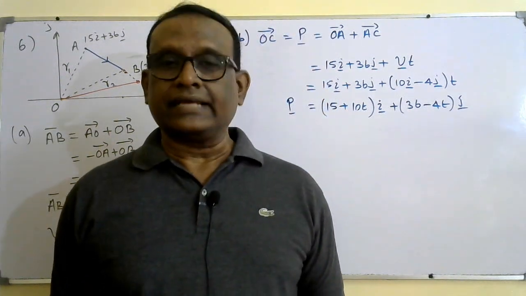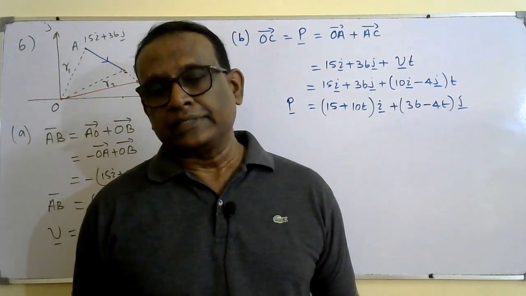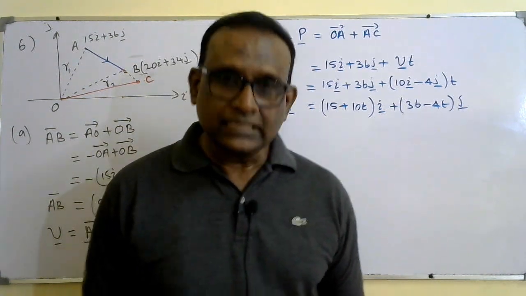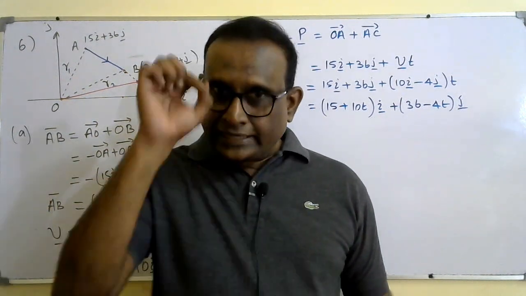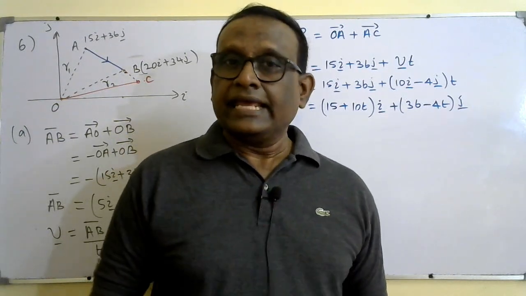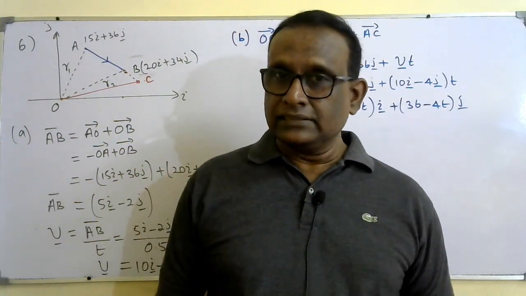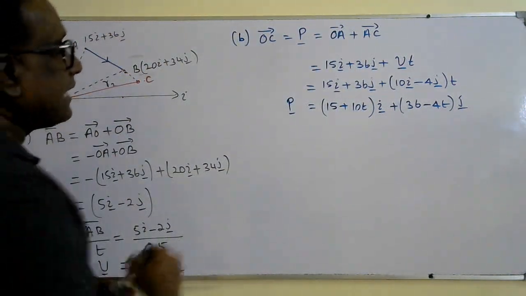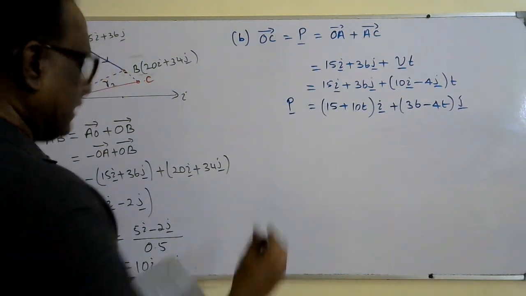That's the question. If they are to collide, what should happen? Both should have the same position coordinate. If they are colliding, both P and Q should be at the same point, and only then can they collide. So we'll check whether they have the same position coordinate. It's just a check, nothing big.